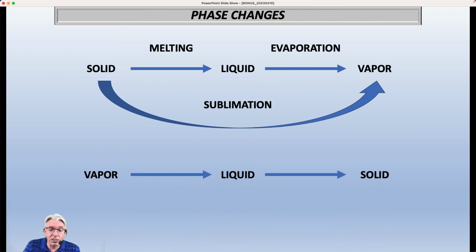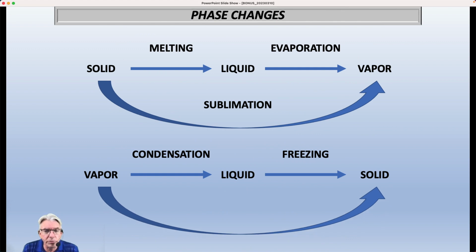Now, you go in the other direction, from vapor to liquid to solid. Vapor to liquid is called condensation. Liquid to solid, of course, is called freezing. And if you go straight from vapor to solid, we call that deposition, and that's what frost is, okay? Frost is not frozen dew. It's ice crystals that form directly from the vapor state.